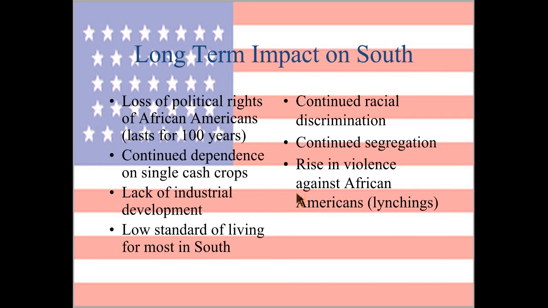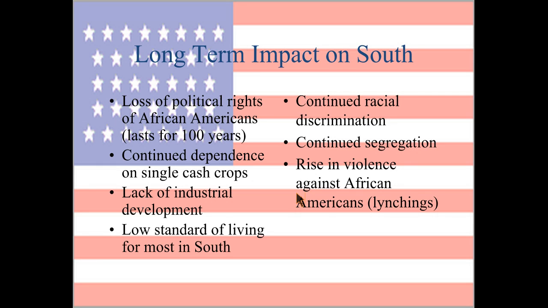Okay, the next thing is the long-term impact on the South. So basically, after Reconstruction is over, all of these rights are being taken away from African Americans again. So you're going to have the loss of political rights of African Americans, which are going to last for at least a good 100 years, until Martin Luther King, Malcolm X, all of those good people come about and start to stand up for the rights of African Americans.